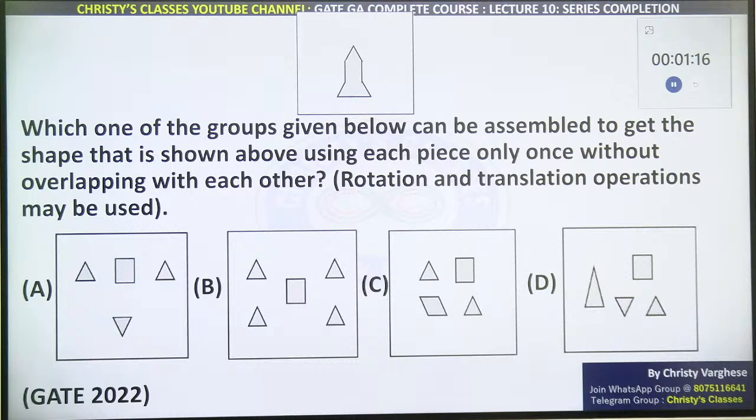Flip is actually based on a line of symmetry, Manya. In the flip, it will be left or right, top or bottom. That is how it is. With examples, it will be more clear. Don't worry.